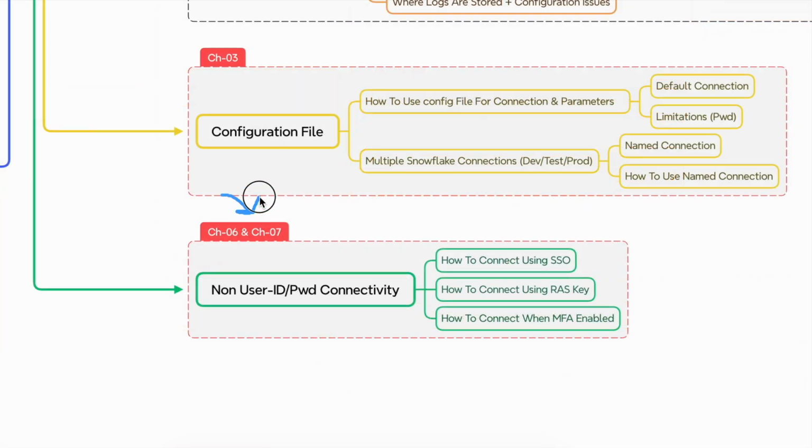If you would like to learn how to establish a connection without a password, then probably you should jump to chapter 6 and chapter 7, where you would understand how to establish a connection using single sign-on or based on an RSA key, or if your organization has a policy to enable MFA or multi-factor authentication. In that case, you can certainly watch chapter 6 to chapter 7.